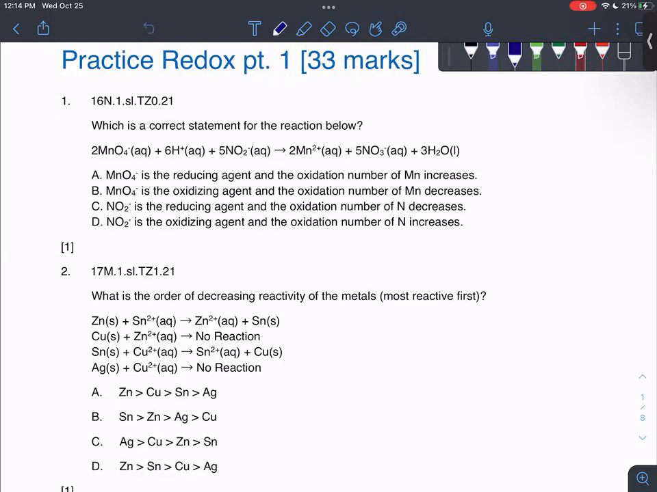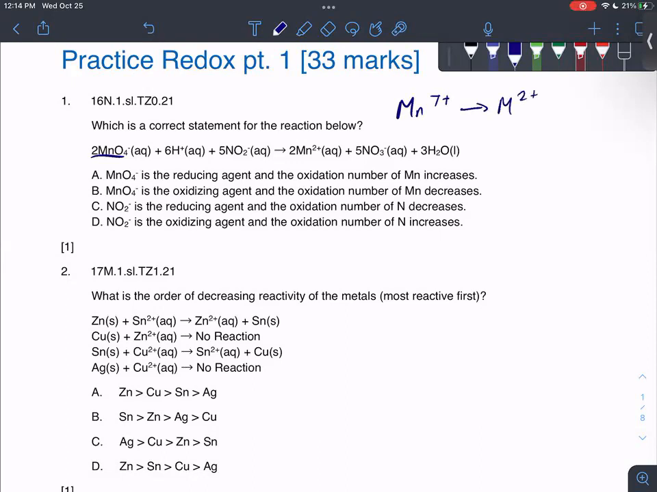Starting with number one, which is a correct statement for the reaction below? And we have this nice redox reaction with permanganate and nitrite ions. What we want to find out is which is a reducing and oxidizing agent, as well as what the oxidation states are. I like to just go left to right, so I'm going to start with manganese. Mn goes from a 7 plus all the way to a Mn2 plus.